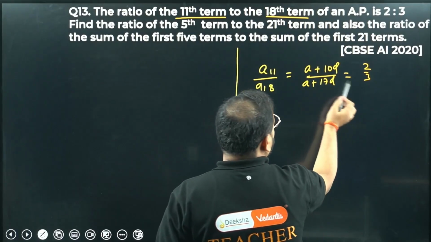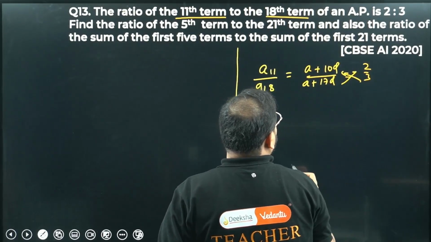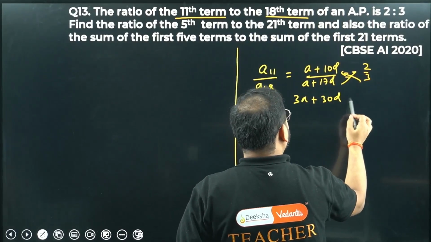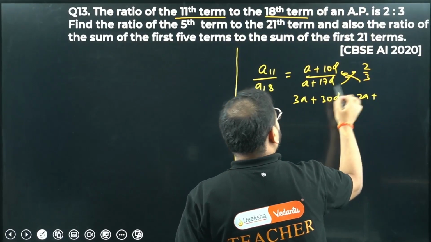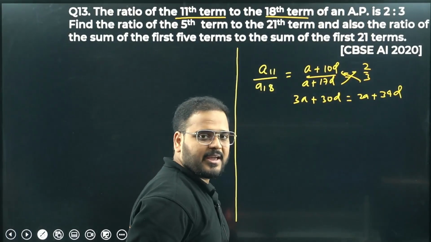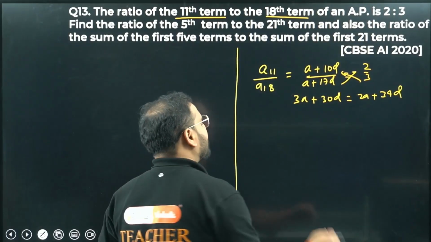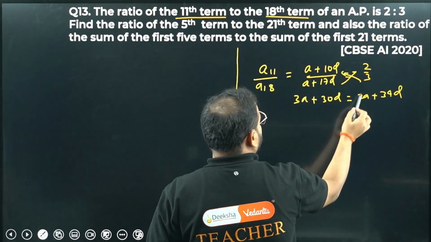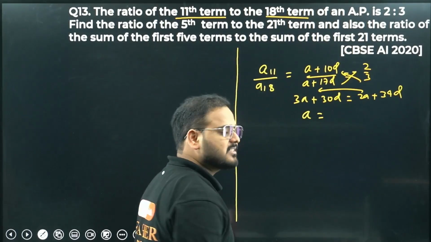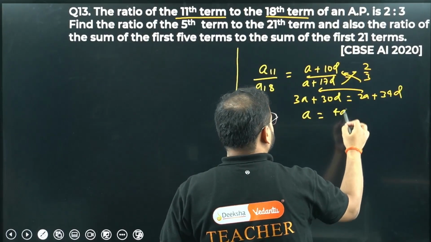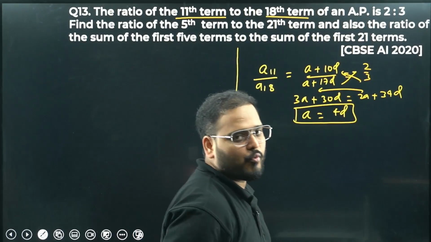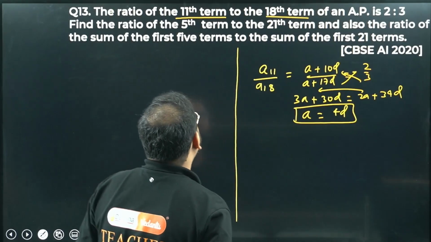What I'm going to get? If you cross multiply like this and this, I'm going to get 3A plus 30D equals to 2A plus 17 times 2, 34D. Bring A terms on one side and D terms on one side. What I'm going to get? 3A minus 2A will be simply A, and 34 minus 30 is simply 4D. So I'm getting A is equals to 4D. Is that clear?